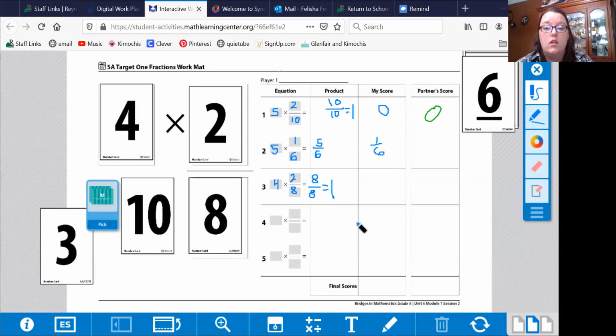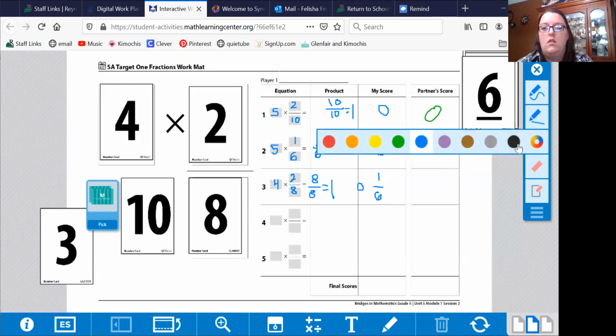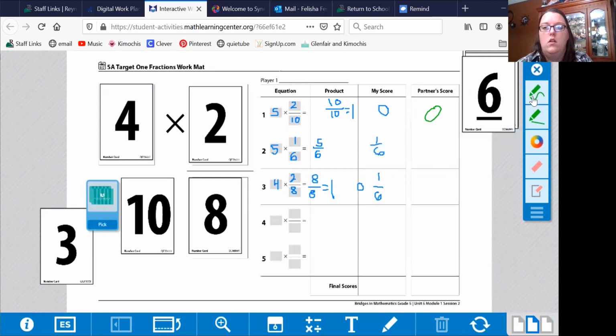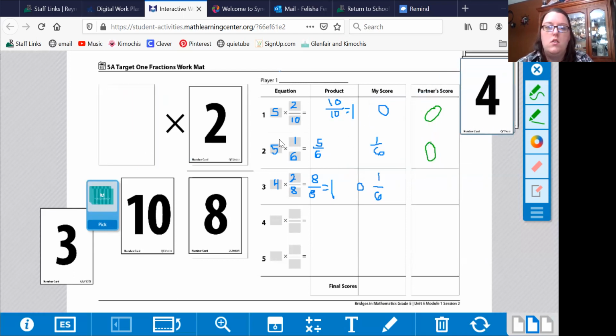So my score for here is still 1/6 because I'm not adding anything to it, right? So the score from this round is 0, but I had to bring down the 1/6 from before. So they're still sitting at 0. We'll get rid of these.